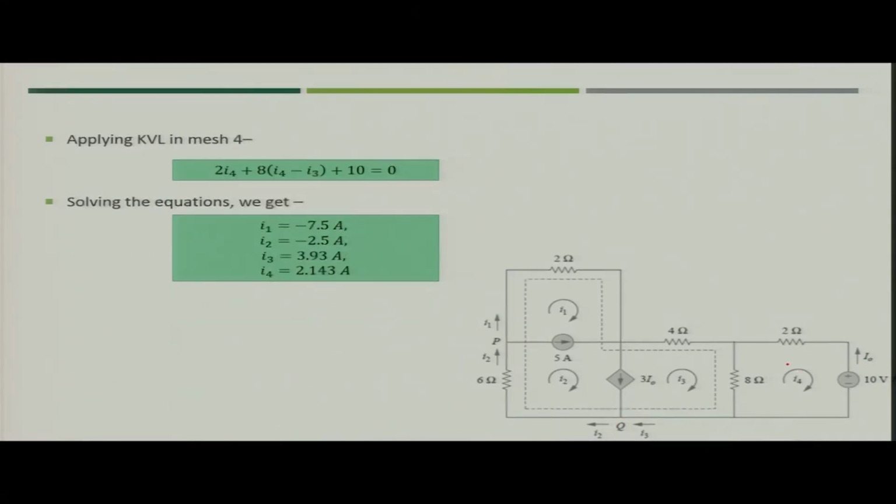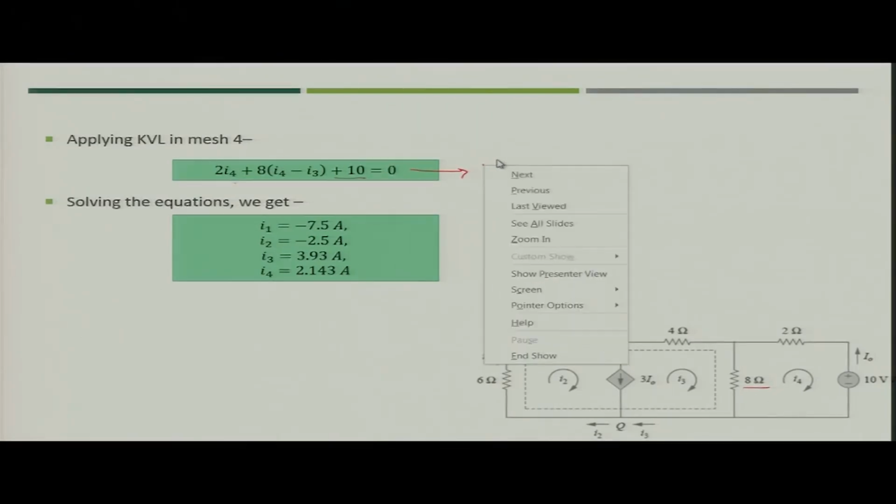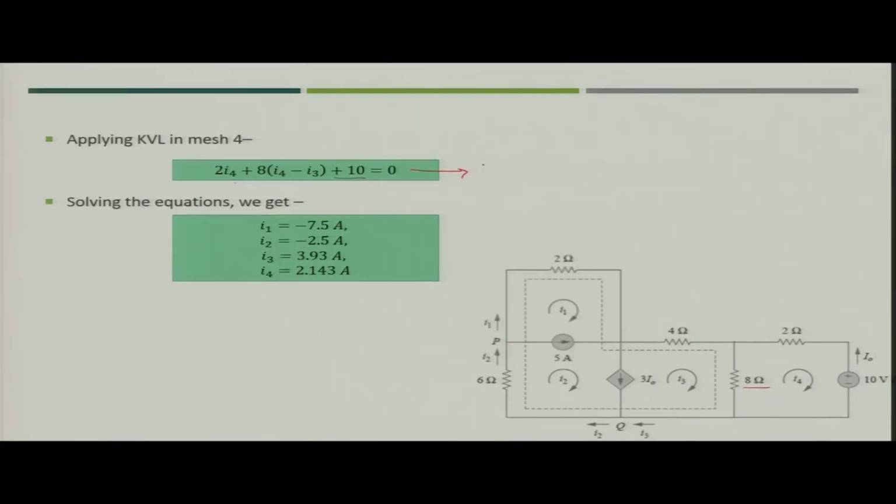So, what will we write? We will write KVL for this mesh. So, what can we write? 2 into I4, plus 10, because we are going from plus to minus, so it will become plus 10, and then plus 8 into I4 minus I3, and this will be equal to 0. So, you will get another equation here.